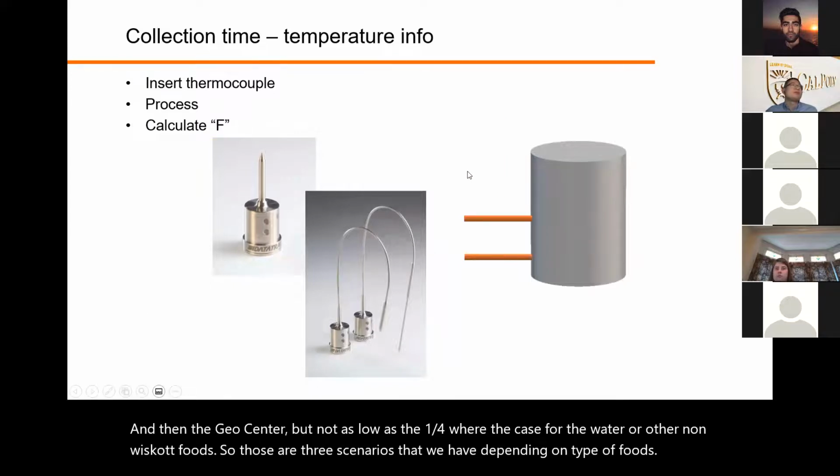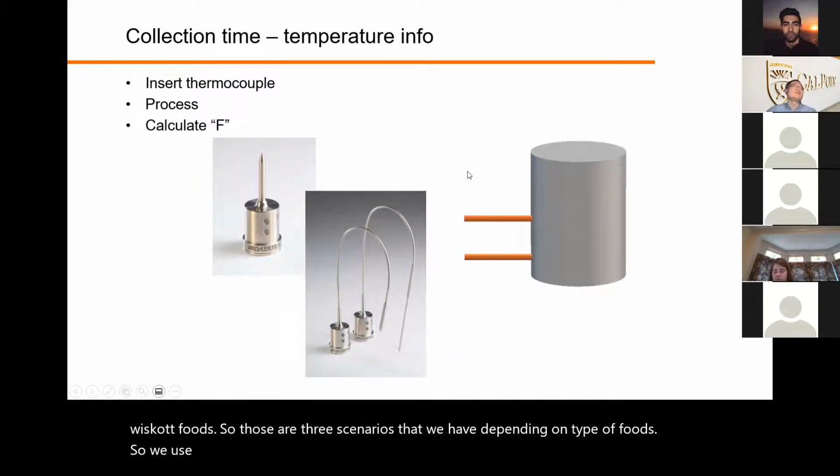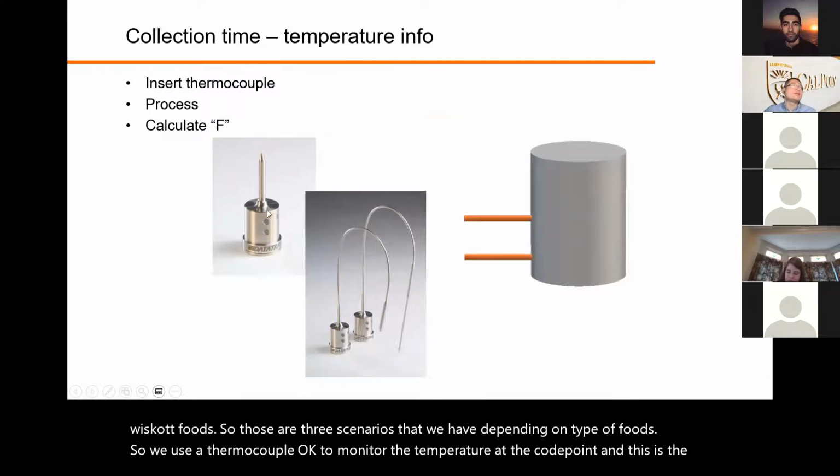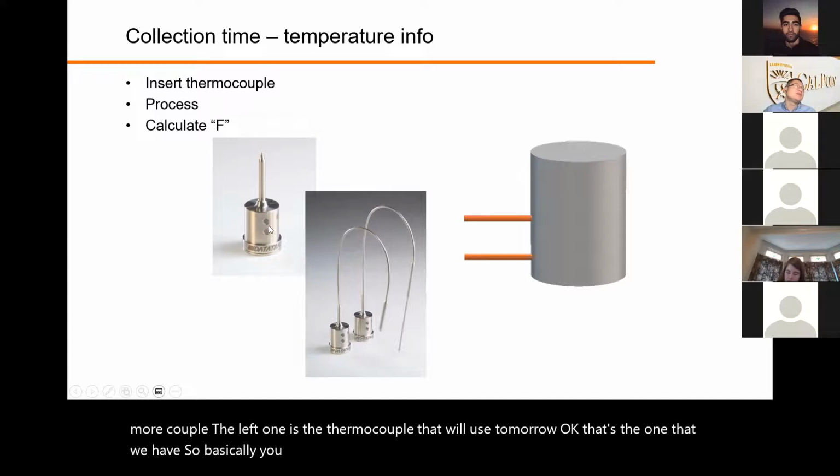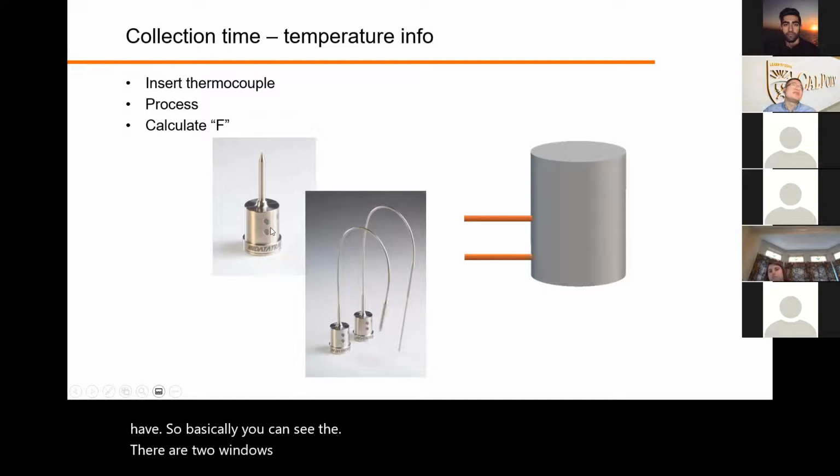So we use a thermocouple to monitor the temperature at the cold point. This is the thermocouple, the left one is the one that we'll use tomorrow. Okay, that's the one that we have. So basically, you can see there are two windows on the thermocouple. They are used to transfer the data between the thermocouple and the interface.